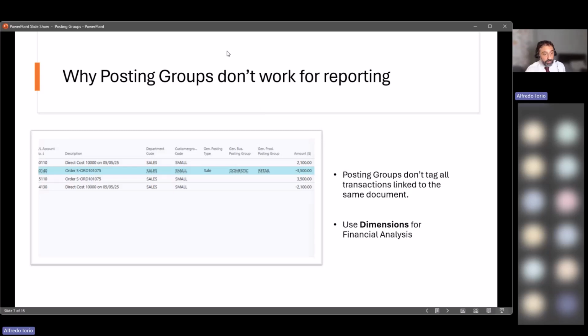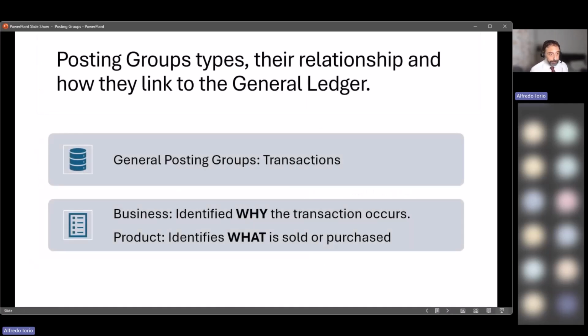Use dimensions. You can see here, department code is my dimension, customer group is my dimension. They tag all the entries. Customer, business posting groups and product posting groups tag only the main line. So it's not reliable and it's not really the best use of it.